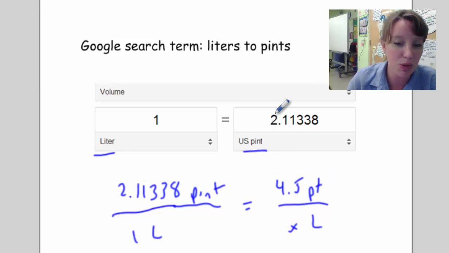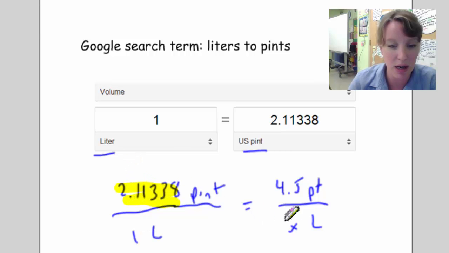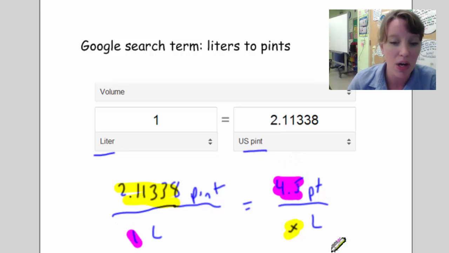And again, I'd have 4.5 pints is to X liters. And what I'm going to end up doing here is dividing, right? Because I'd have the product of this and X, and then I would have the other cross product, which is 1 times 4.5. So I'd end up dividing 4.5 by 2.11338, and I would get the same thing, okay? Notice that 4.5 divided by 2.11 is going to get you 1.89. So it doesn't matter which conversion I had.